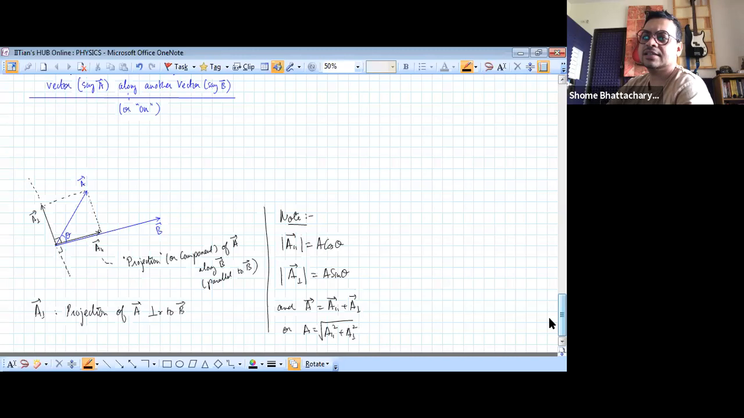But that is with respect to the x-axis and y-axis. Here theta is the angle between vectors A and B. When you express the x component of vector A as A cos theta, theta is not the angle between vectors A and B. Theta is the angle of vector A with respect to the x-axis.